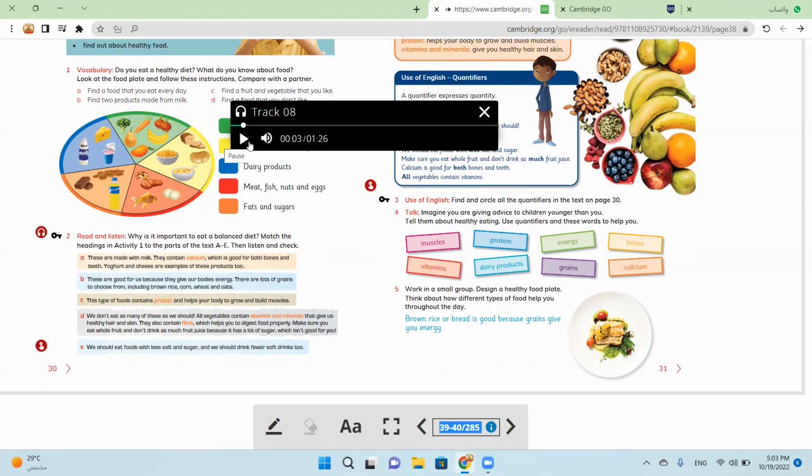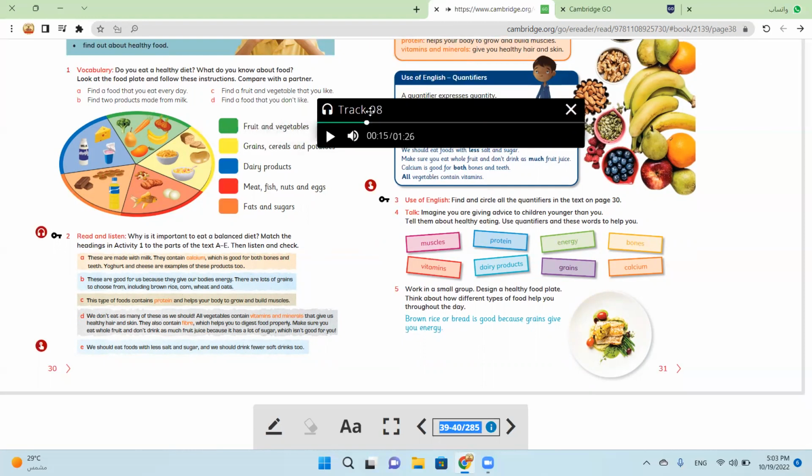A. Dairy products. These are made with milk. They contain calcium, which is good for your bones. Both yogurt and cheese are examples of these products too. B. Grains, cereals, and potatoes. These are good for us because they give our bodies energy. There are lots of grains to choose from, including brown rice, corn, wheat, and oats. C. Meat, fish, nuts, and eggs. These types of foods contain protein and they help your body to grow and build muscles.